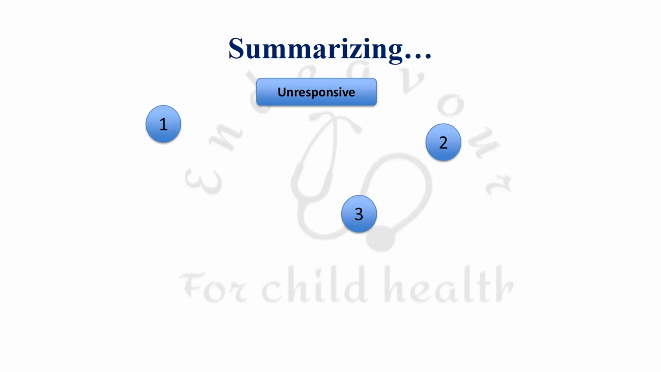So, summarizing our BLS algorithm, you have been asked to attend to a victim who is unresponsive. We know that we have to check three things: consciousness, breathing, and color. Now we know that the child is already unresponsive, so his consciousness is already impaired. Now you check two things: pulse and breathing. So when you check these three things, you can have three different kinds of scenarios.